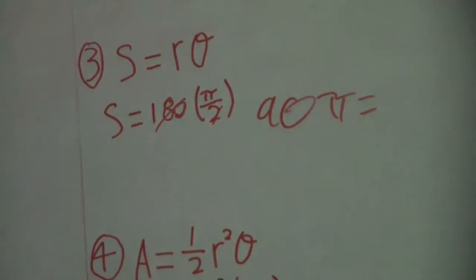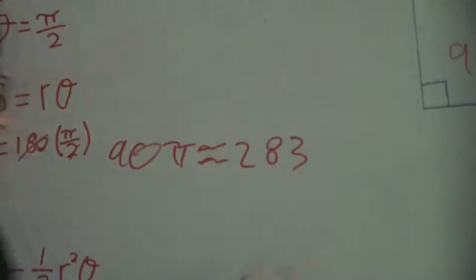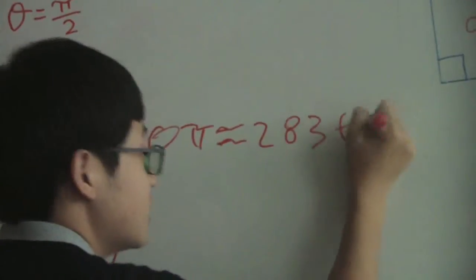Since you can't leave it in pi form, let's round this, and it will be about 283 feet. So we got the arc length.